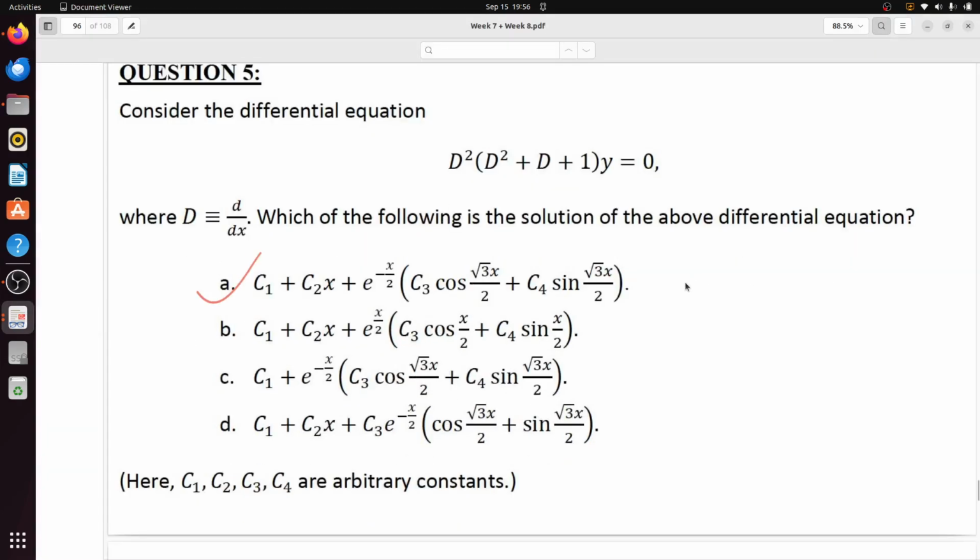Question 5. Consider the differential equation d square into d square plus d plus 1 y equal to 0. Which of the following is the solution of the differential equation? Ma'am, please give a try to this problem. Answer is A. Okay, we try. Just try right now, the answer is already given. You first find the auxiliary equation and then find the roots of the auxiliary equation.